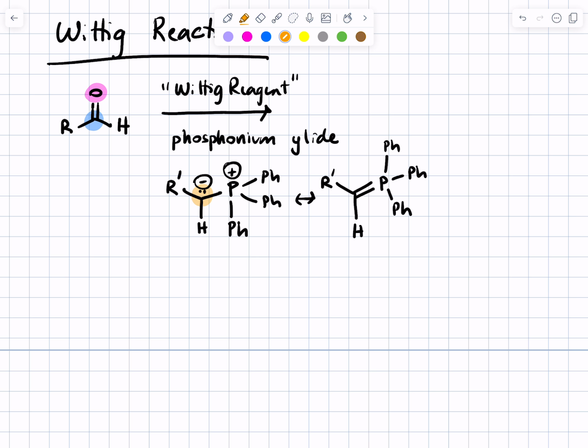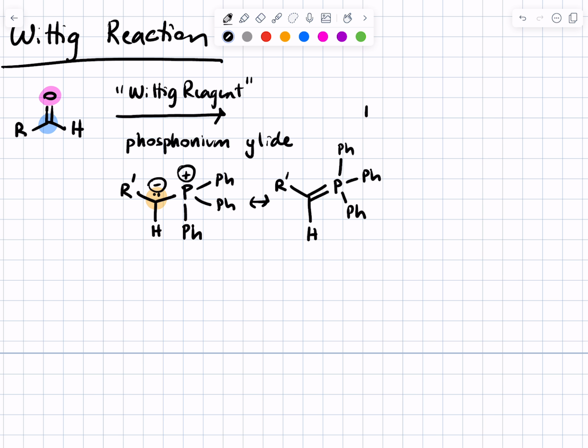In the product, we make a new sigma bond and a new pi bond between the blue carbonyl carbon of the aldehyde and the orange carbon of the phosphonium ylide. So I'm going to illustrate that here. Here is the orange carbon, and there is the possibility for stereoisomers. So you would expect to get, in some ratio, both the cis and the trans isomers.